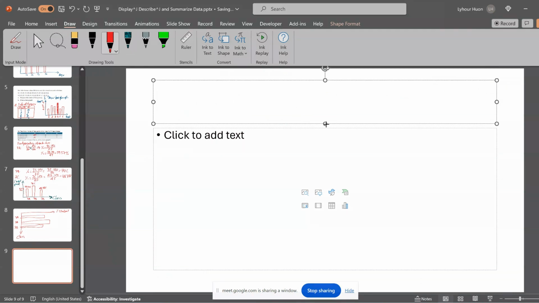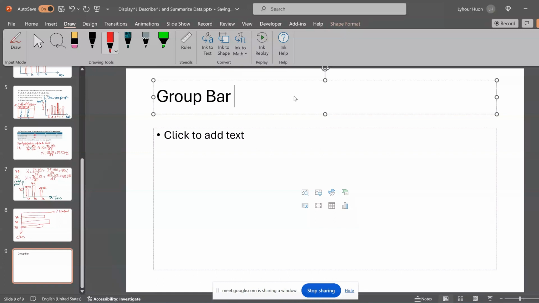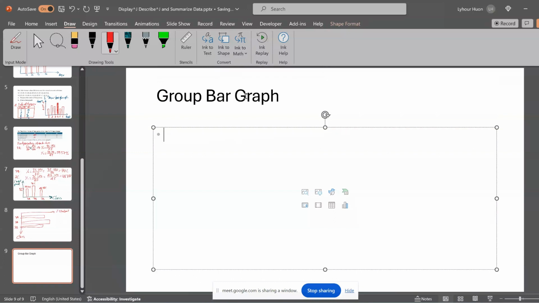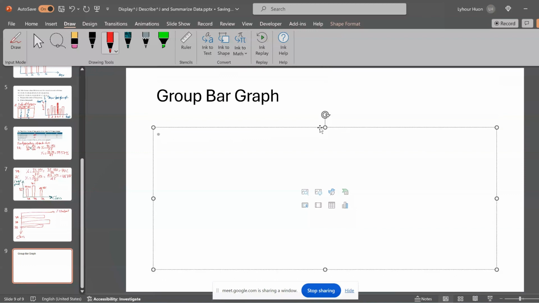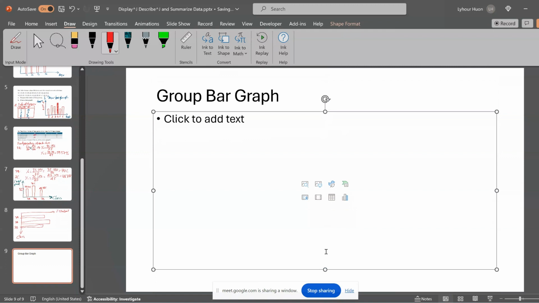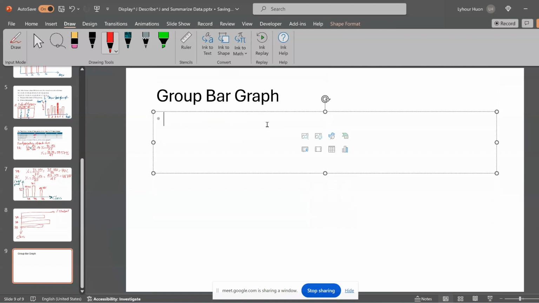Group bar graph. Groups bar graph. Group bar graph. I will give an example. Okay, let me give an example to show about the group bar graph.